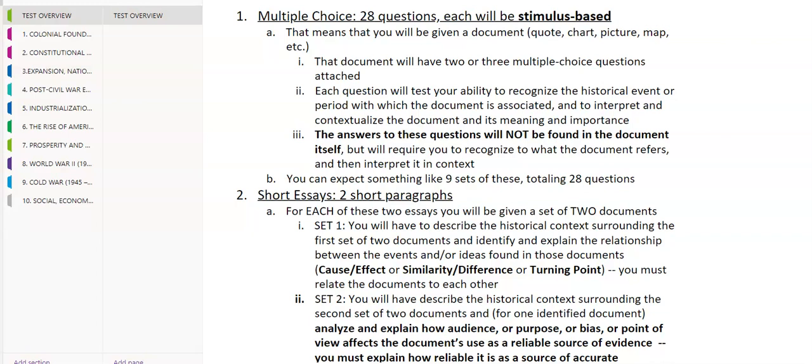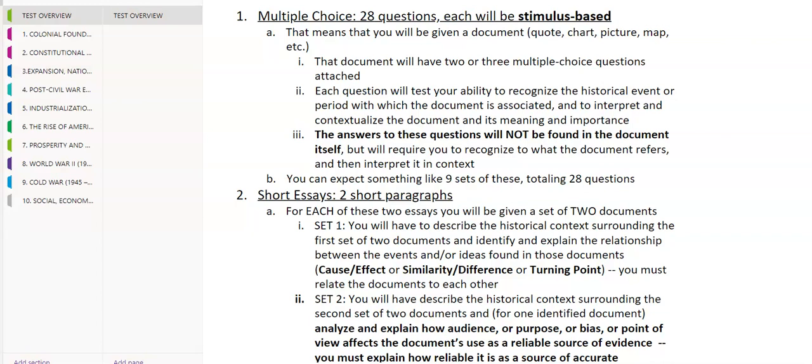That document will have 2 or 3, maybe even 4 multiple choice questions associated with it. So you'll be given that document, and then you'll be given several multiple choice questions after it. Each question will test your ability to recognize the historical event involved, or the period with which the document is associated, and to interpret the document and contextualize it, its meaning, its importance.